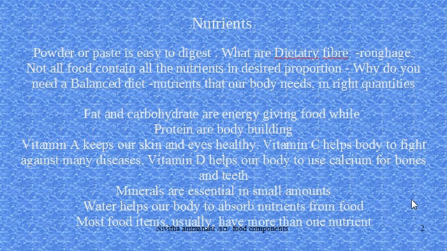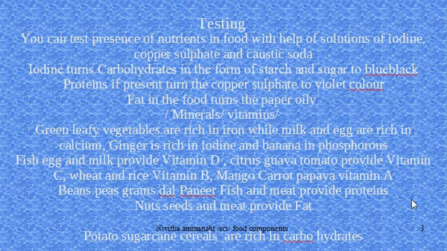But some nutrient is in too high a proportion. For example, in rice, carbohydrate is in high proportion. In ghee, fat is in high proportion. So, testing for the different nutrients.